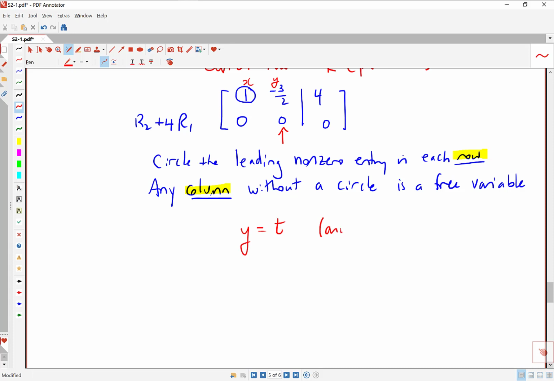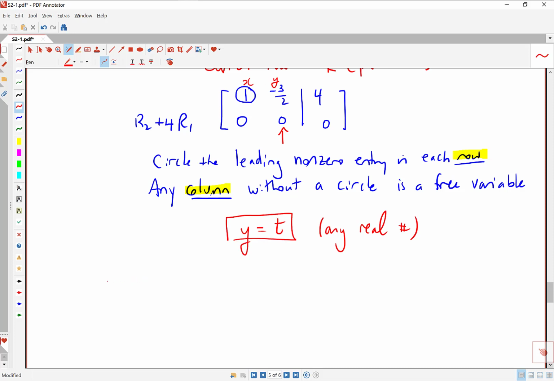And that encodes the fact that y can take on any real number. See, if we just called it y without changing its name, it wouldn't be clear whether y is a number or whether it's a free variable. But by changing the name, you're really emphasizing that it can take on any real number value. So once we've decided that, we can then solve for x using the top equation.